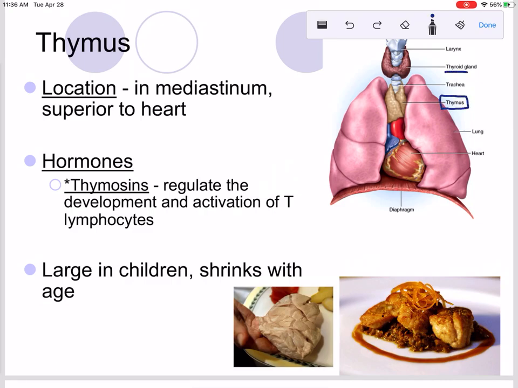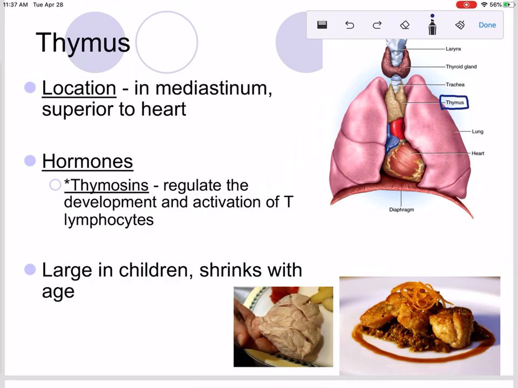Let's move on down. So here we have the thymus gland. And I want you to be careful because the thymus is different from the thyroid, which we're going to talk about later, next. The thyroid gland is the one that you're more familiar with, probably, and the thyroid gland is the one that sits over the trachea.